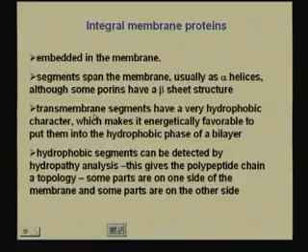The transmembrane segments, we know from our previous classes, have a very hydrophobic character, so that there is an energetically favorable interaction with the hydrophobic chains of the lipid bilayer, and the hydrophobic segments can be detected by hydropathy analysis, which we have done earlier. This gives the polypeptide chain a specific orientation, a specific topology, where we have some parts on one side of the membrane and some parts on the other side of the membrane. So, this is the property of integral membrane proteins.